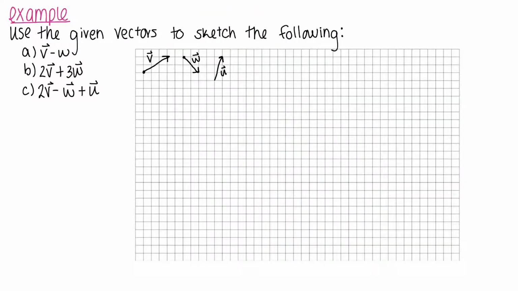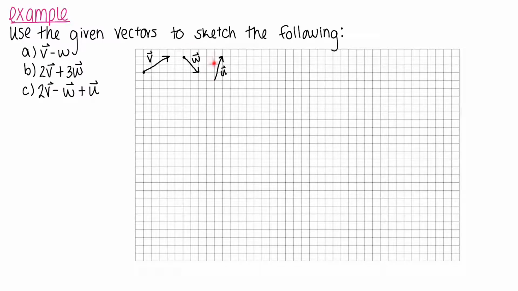So let's do an example where we're looking at a grid here. On this grid, you can easily tell how far over it goes and how far up it goes, which makes it better than trying to freehand. And we're going to do two things. We're going to do v minus w, 2v plus 3w, and then 2v minus w plus u. All right, let's start with v minus w.